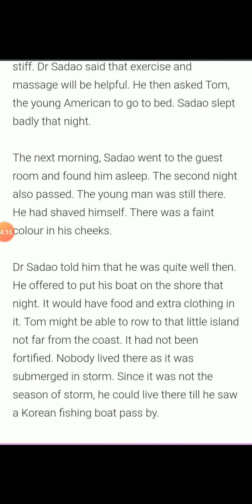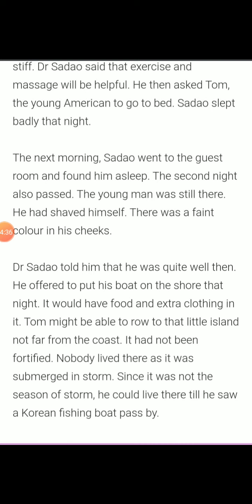The next morning, Sadao went to the guest room and found him asleep. The second night also passed. The young man was still there. He had shaved himself. There was a faint color in his cheeks. So as a human, he really had succeeded. But what about a patriot? Now he was really terrified.